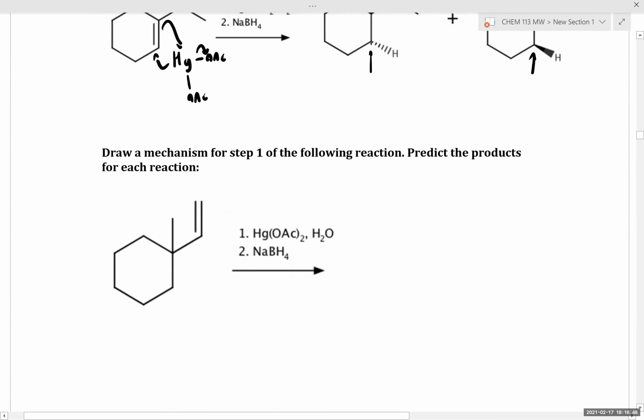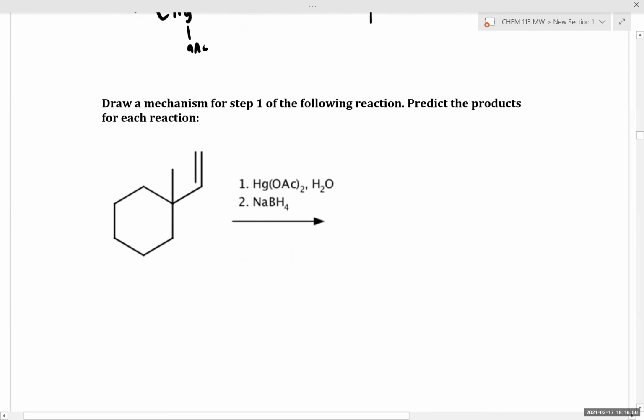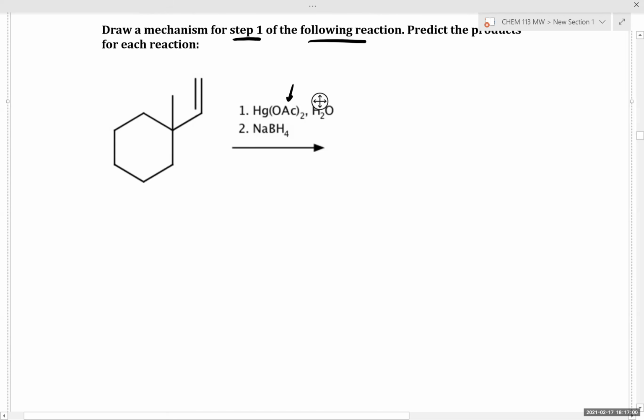So, to practice what we've learned, I'd like us to draw a mechanism for step 1 of the following reaction. So just the step where we treat this alkene with mercury acetate and water, and I'd like us to predict the products for this reaction. So let's take about 3 to 4 minutes and let's try to use the annotate tool to draw out the mechanism for this reaction and predict the products from the first step of this reaction.